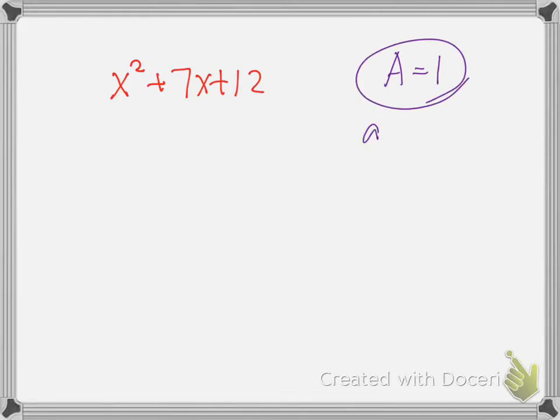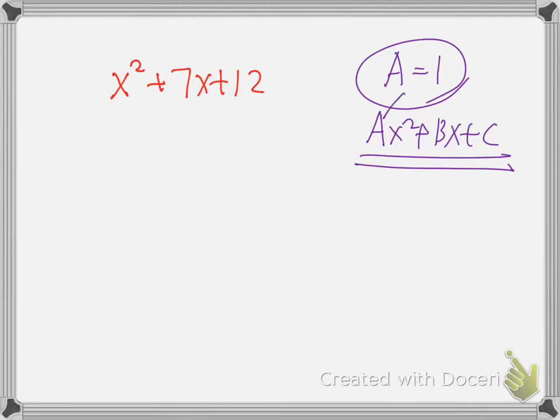The second factoring method is the trial and error method. For example, we have x squared plus 7x plus 12. The condition is that a is 1. So we have ax squared plus bx plus c, and we want to factor an expression like this. If a is 1, meaning 1x squared, we can use the trial and error method.